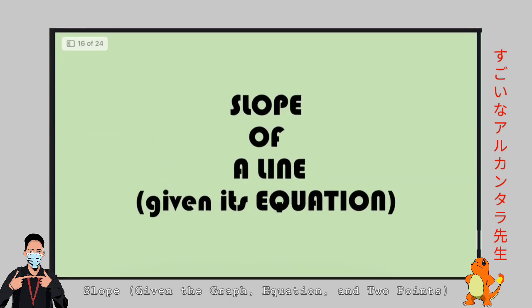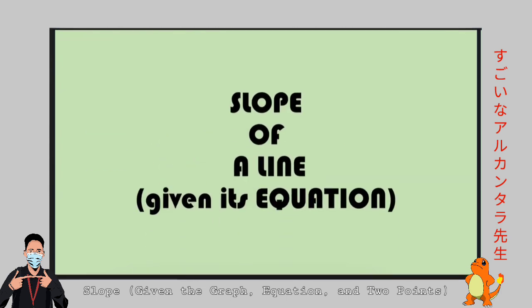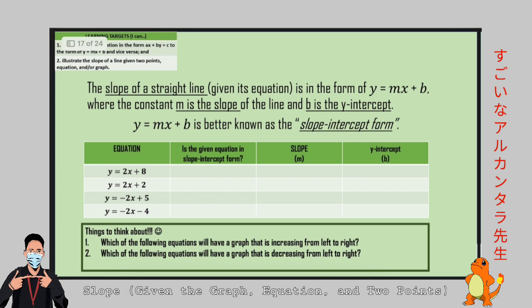So to continue, let's go with slope of a line given the equation. When we're given the equation, it's not meant to be complicated. Since this is a video, we're going to discuss the technique already. So let's start with our introduction. There's something that we call the slope of a straight line, which is the slope-intercept form. We have it in the form y is equal to mx plus b, where the constant m is the slope of the line and b is the y-intercept. Hence, it is called the slope-intercept form.